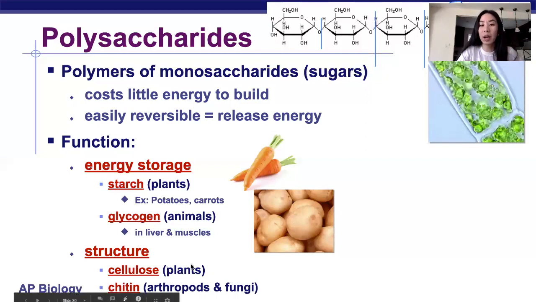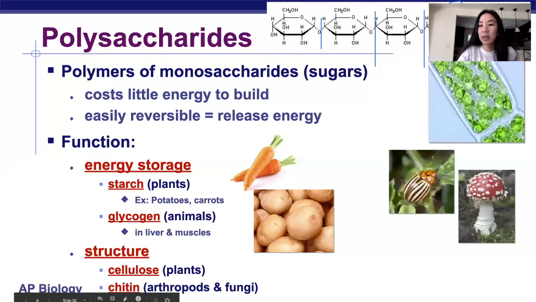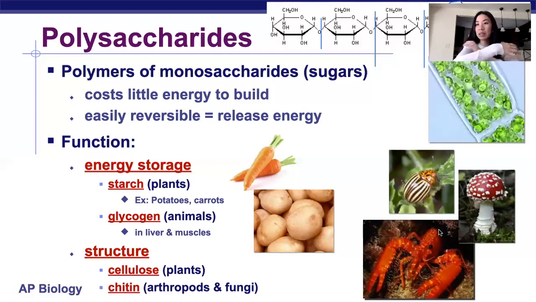It's also a part of chitin, which is in arthropods and fungi. So it's what makes up the exoskeleton. That's what makes bugs crunchy if you step on it. That would be chitin. So these 4 terms, starch, glycogen, cellulose, and chitin, you should be familiar with their function. And then I'm going to briefly talk about their structure and how it's related to their function.